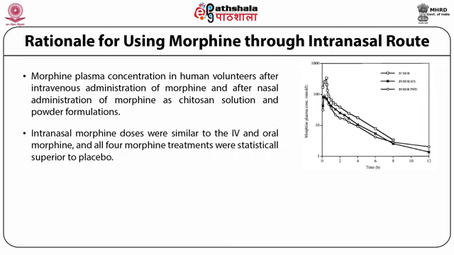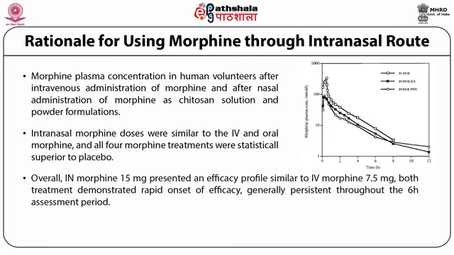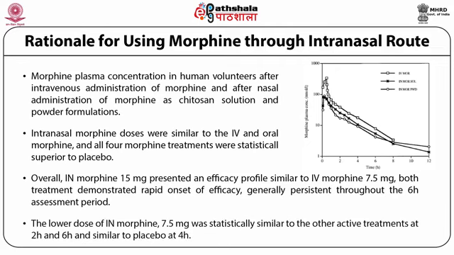Intranasal morphine doses were similar to the intravenous and oral morphine, and all 4 morphine treatments were statistically superior to placebo. Overall, intranasal morphine 15 mg presented an efficacy profile similar to intravenous morphine 7.5 mg. Both treatments demonstrated rapid onset of efficacy, generally persistent throughout the 6-hour assessment period. The lower dose of intranasal morphine 7.5 mg was statistically similar to the active treatments at 2 hours and 6 hours and similar to placebo at 4 hours.